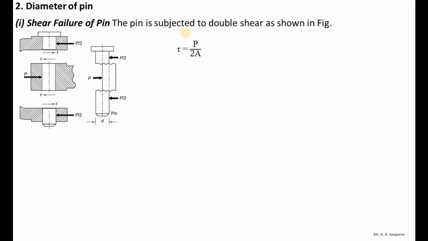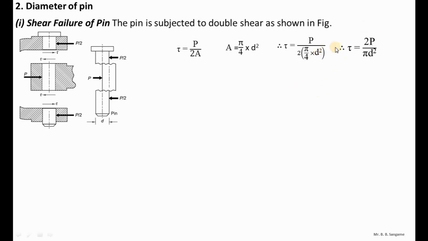So the induced shear stress tau is equal to P divided by 2A. Here the area is multiplied by 2 because of the double shear. Okay, so the area of pin A is equal to pi by 4 D square, where D is the diameter of pin. So I am going to put the value of A in this equation. Then the equation will be tau is equal to P divided by 2 into pi by 4 D square. So this equation will be tau is equal to 2P divided by pi D square.